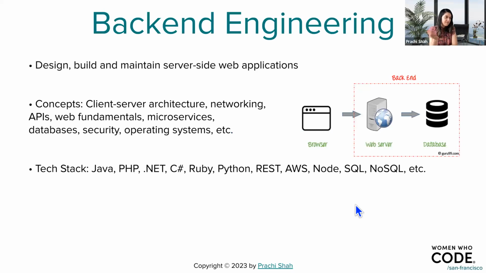So backend engineering, right? Very quickly, backend engineering is where we design, build, and maintain server-side web applications. We'll look more into that in a bit. Some of the concepts that we need to know in backend engineering are client-server architecture, networking, APIs, web fundamentals, microservices, databases, security, privacy, operating systems. There's a lot more. A very common technology stack for backend engineering would be languages like PHP, Java, and frameworks like .NET, C#, Ruby, Python, and so forth. If you look at the diagram, everything that's dotted in red is all behind the scenes, which an end user doesn't see in the browser or the phone. And all the logic behind the scenes, applications and servers and databases, all of that is considered backend.